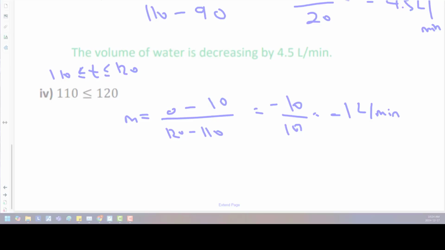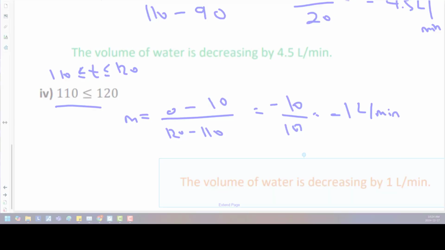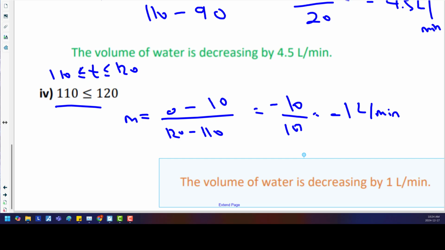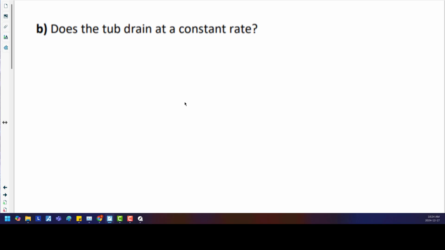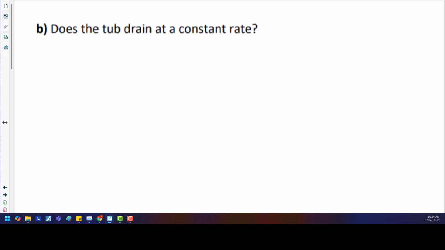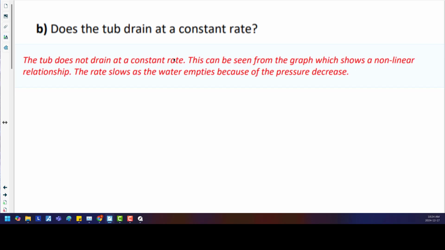And here we have our statements. The volume of water is decreasing by 1 liter per minute over this interval. So question now. Does the tub drain at a constant rate? And clearly the answer is no, it doesn't. So the tub does not drain at a constant rate.